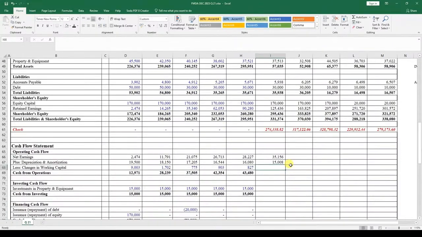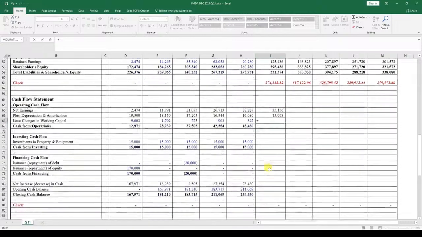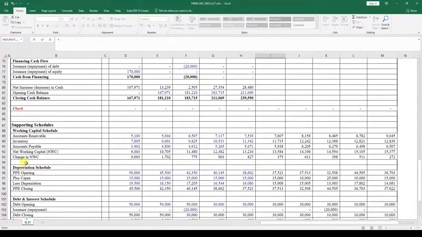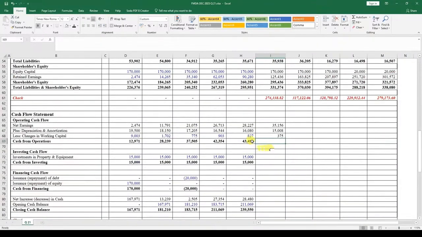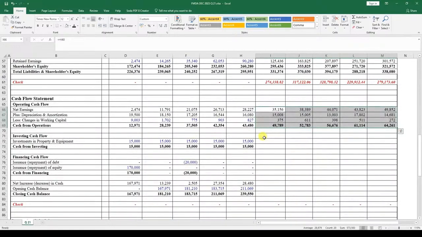And then we are saying changes in working capital. Where do we pick it from? We pick it from the supporting schedules right here. Change in net working capital, and we're going to pick that value. Because this is black and it's a formula, I can just drag it like so. Now we're almost there, but not quite there yet.